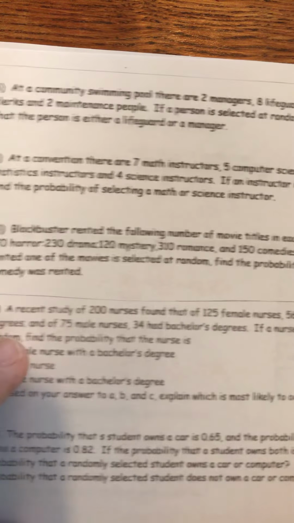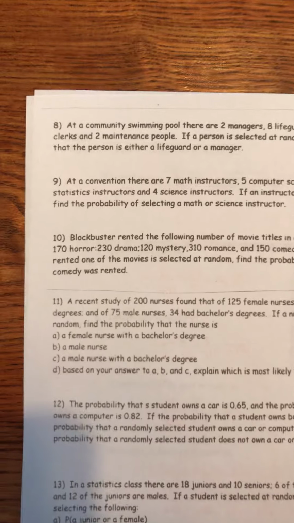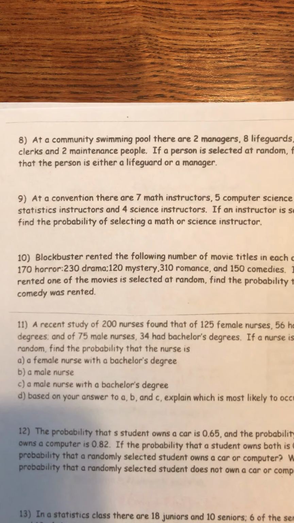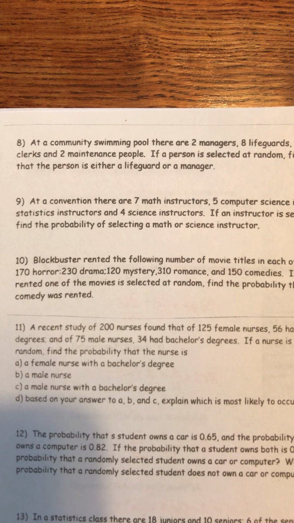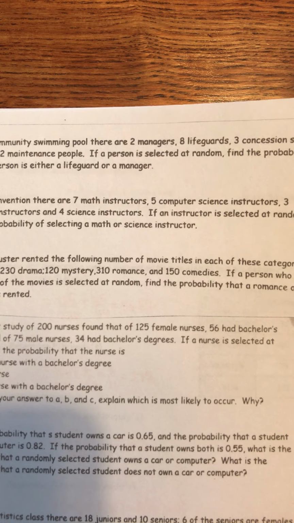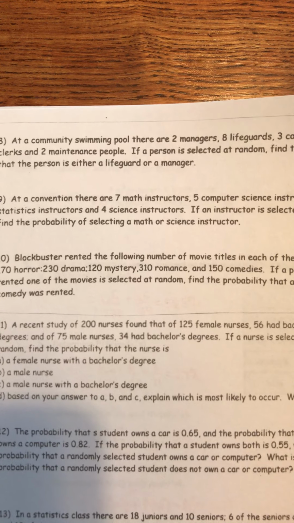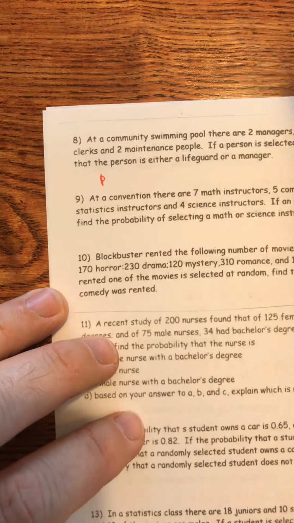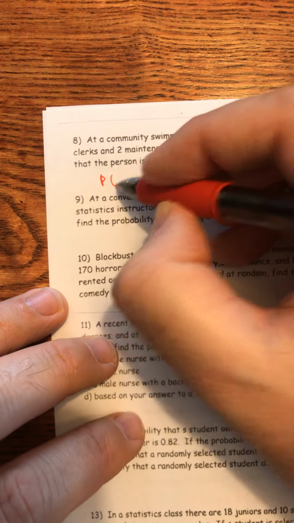All right, so you're going to finish this one, of course. Let's do a couple on the back. Let's look at number 8. All right, number 8. It says, at a community swimming pool, there are 2 managers, 8 lifeguards, 3 concession stand clerks, and 2 maintenance people. If a person is selected at random, find the probability that the person is either a lifeguard or a manager. Okay, so this is what it would look like. This one I don't need the table, and if you don't need the table, then don't make it.